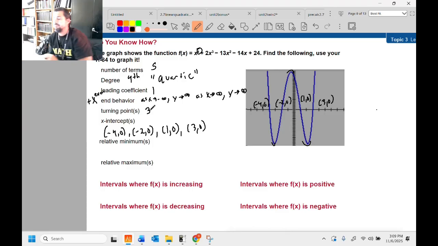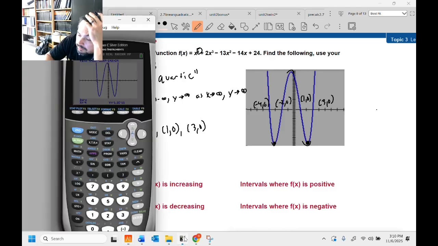Turning points: it has 1, 2, 3 turning points. That's where the graph changes from decreasing to increasing or vice versa. The relative minimums are these two points right here. Minimums or maximums also tend to be turning points. And let's just use our calculator to figure these out.